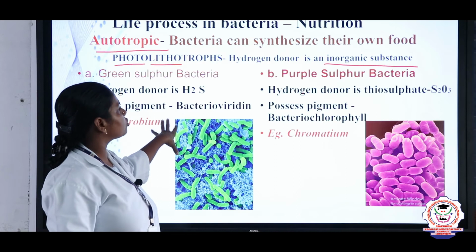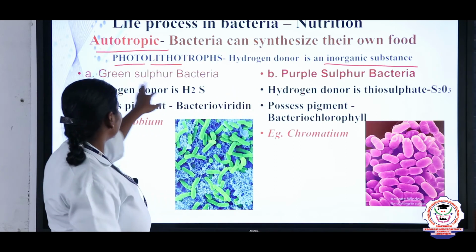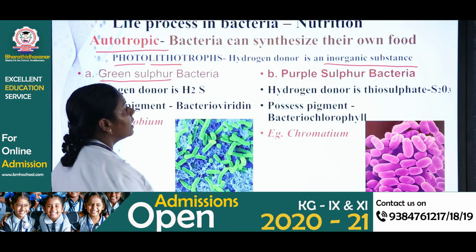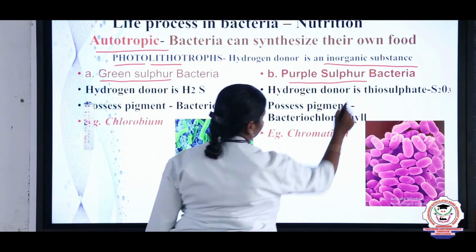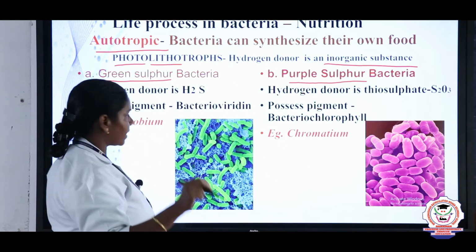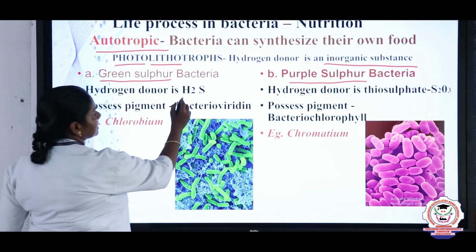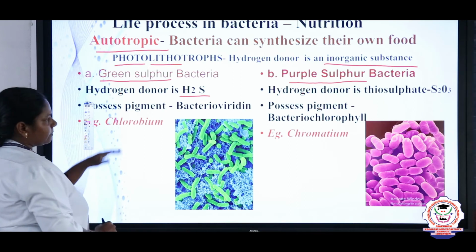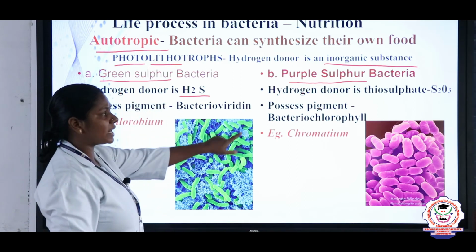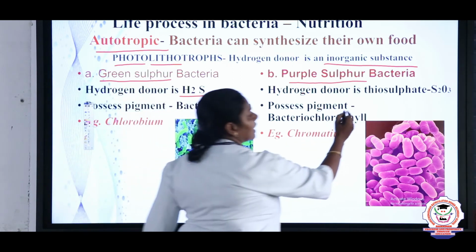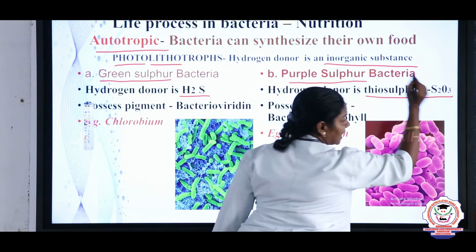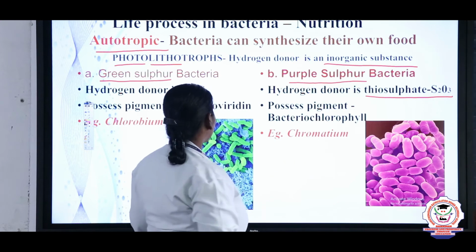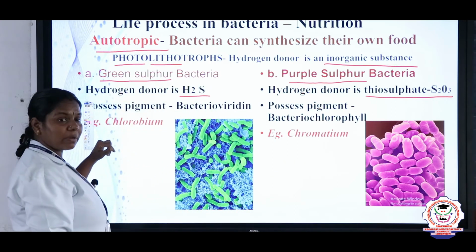So based on this, it is classified into two types. One is green sulfur bacteria, because sulfur is present in the soil, right? And purple sulfur bacteria. The main difference here, children, is that the hydrogen donor is H2S, that is dihydrogen sulfide. Dihydrogen sulfide is a donor, and here which is a donor? Thiosulfate, that is S2O3. Just write in your book, children, it is not given in your book. S2O3. And here what pigment is present?